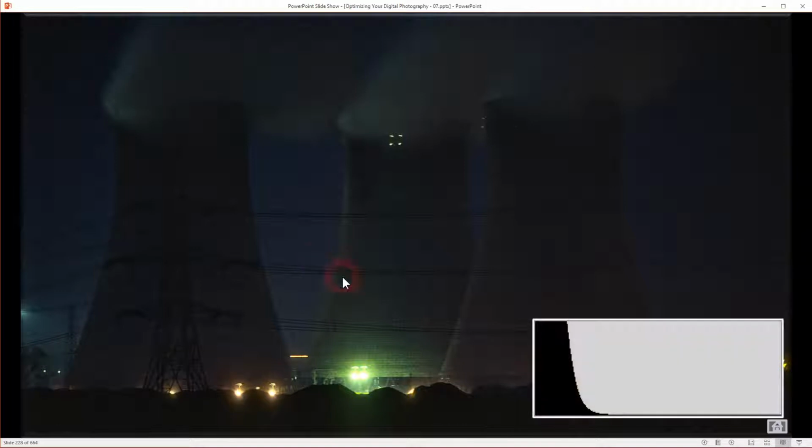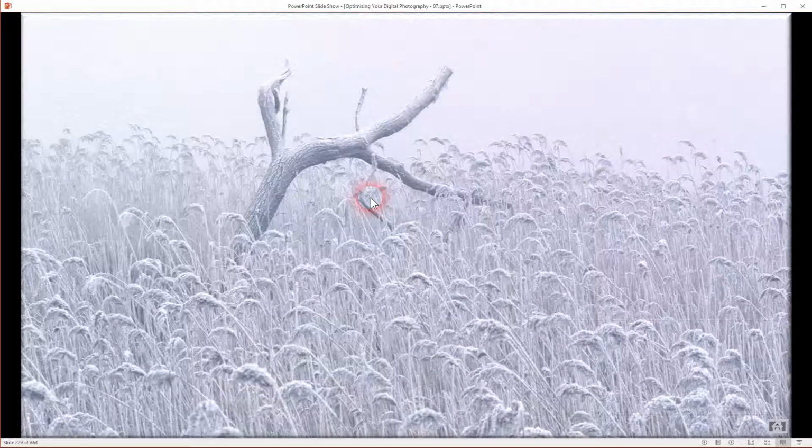Another very dark image, so you naturally expect most of the tones to be peaked or stacked over to the left. And again, it looks correctly exposed. So don't just think a histogram has got to be a nice sine wave in the middle. It depends on the content of the image.